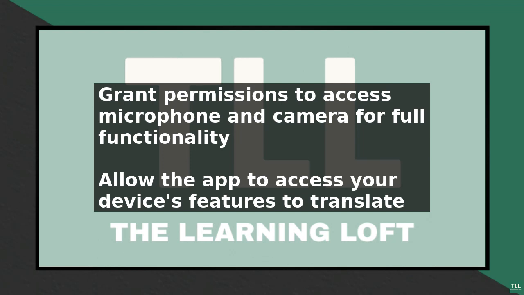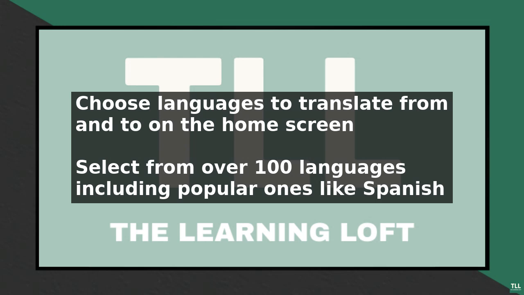To use the translation feature, tap on the text input field at the top of the screen and type the text you want to translate. Alternatively, you can use the camera to translate text from images or the conversation mode to translate spoken language in real time. For example, if you want to translate a sign from English to Spanish, open the camera mode and point your camera at the sign. Google Translate will automatically detect the text and translate it into Spanish.